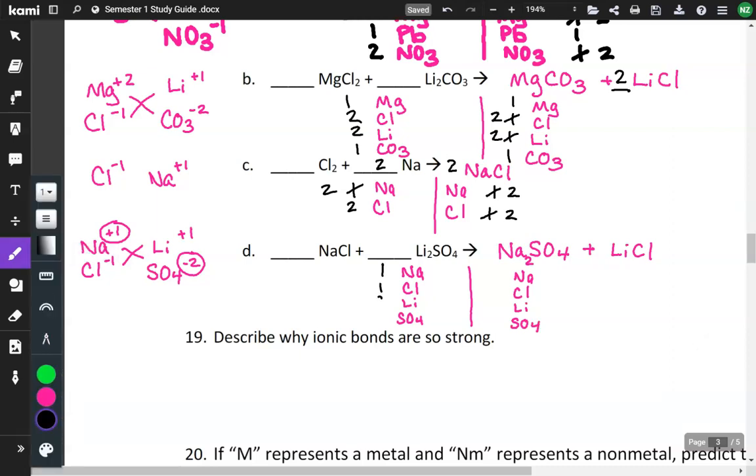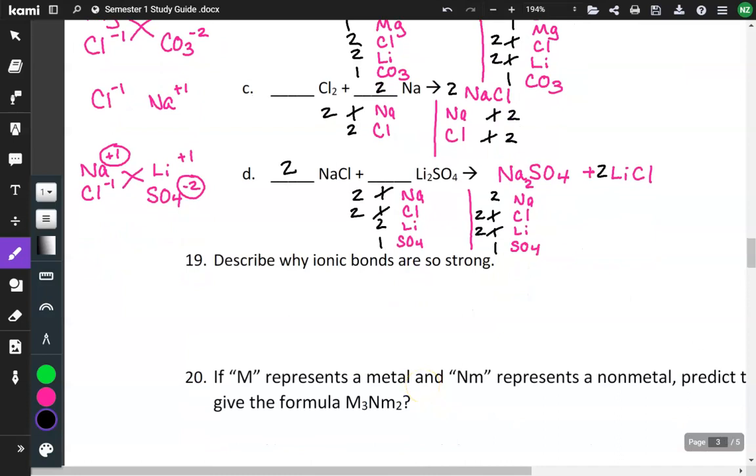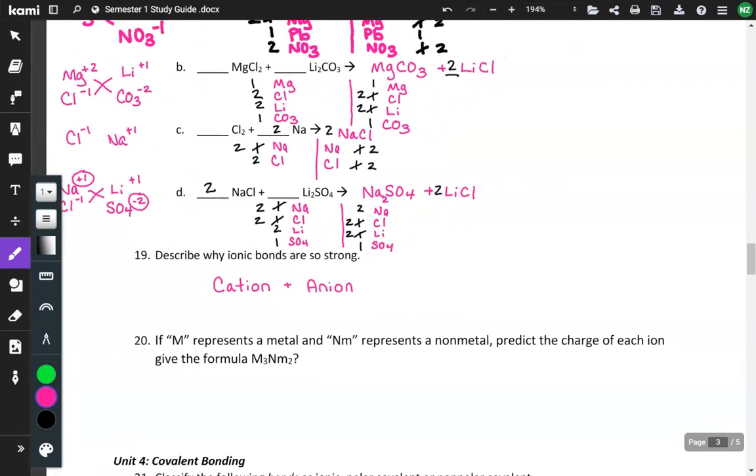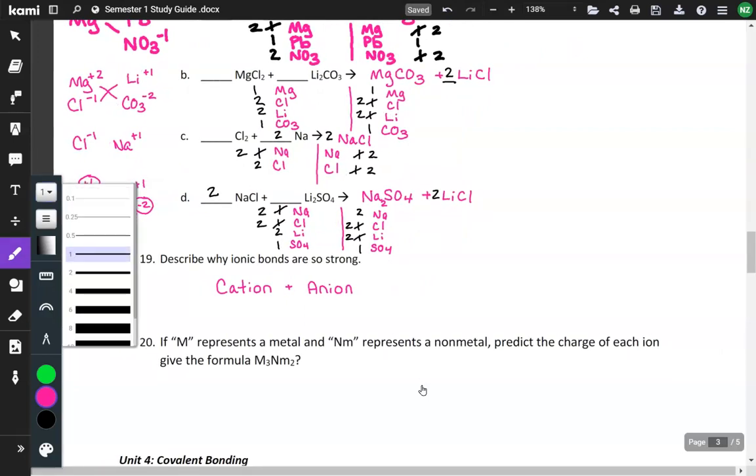Okay, 1, 1, 2, 1, 2, 1, 1, 1. So sodiums aren't balanced, so let's put a 2 here. This becomes 2. This becomes 2. We need a 2 here. That becomes 2. That becomes 2. And we're balanced. Okay, so ionic bonds are really strong because you have a cation and an anion. And I like to make the analogy of an ionic bond is kind of like true love in a Disney movie. Nothing is going to break that bond. It is very, very, very strong.